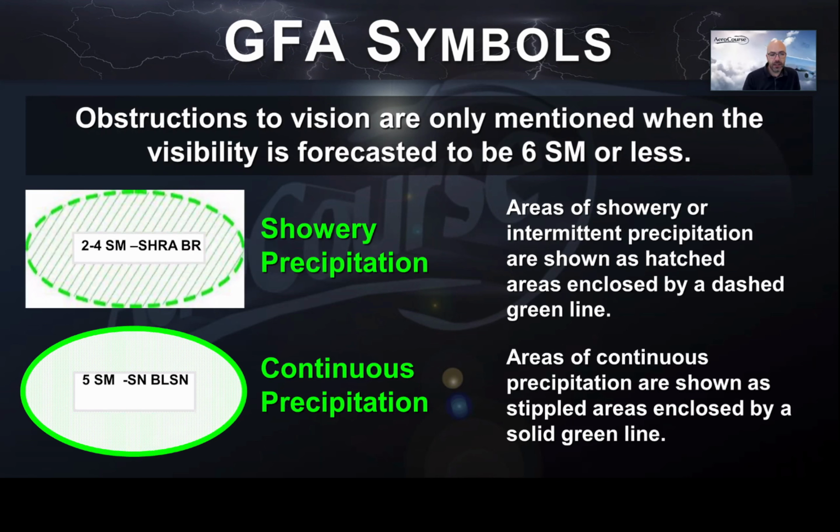Precipitation will be written as either continuous or showery. So if it's showery, they use a dotted border with the hash marks. For continuous, it's a solid border with stippling inside. So there's dots in there. I know it's hard to see on Zoom, but there's dots inside there.